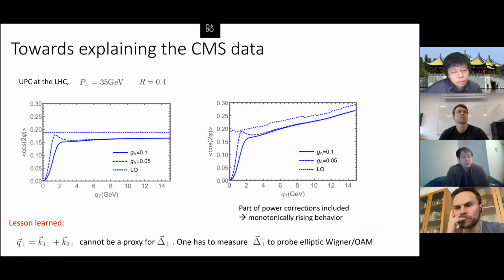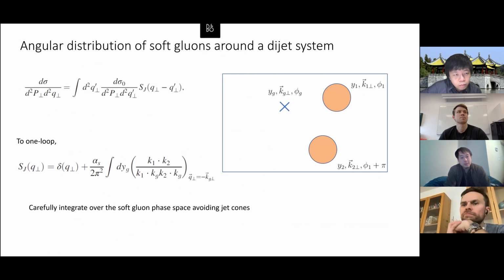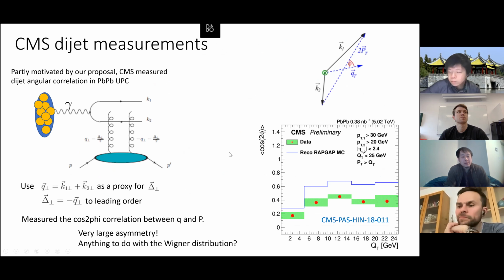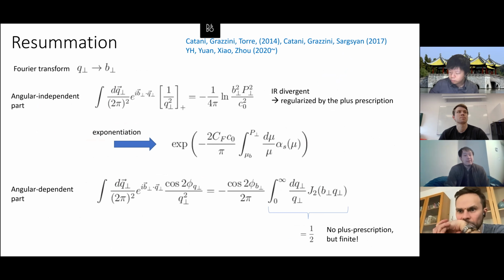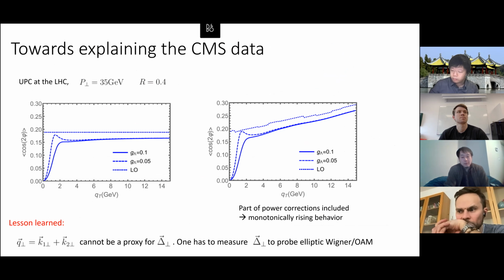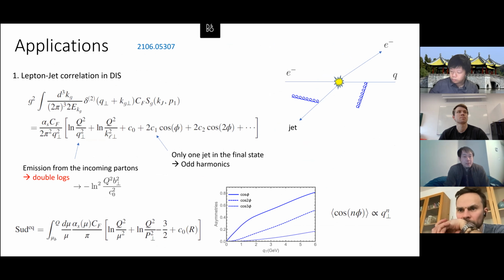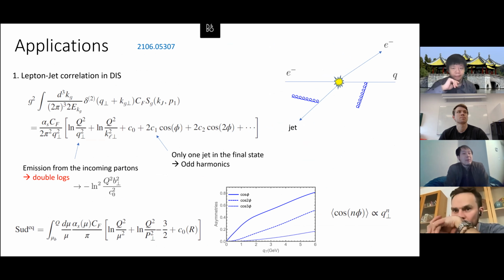All right, so what's the bottom line? We can learn a lesson from here. CMS measured the Q perp dependence as a proxy for the delta perp, but they are not the same thing, because Q perp is very sensitive to the QCD radiation corrections, and this will affect the cosine 2 phi dependence, when you want to really measure this elliptic part of the Wigner distribution function. So that's the lesson we find: Q perp cannot be a proxy for delta perp. That's the conclusion.